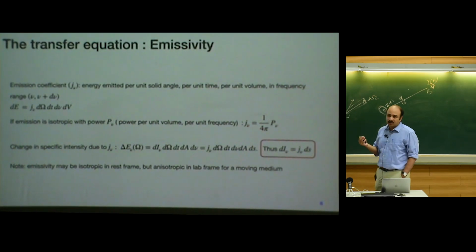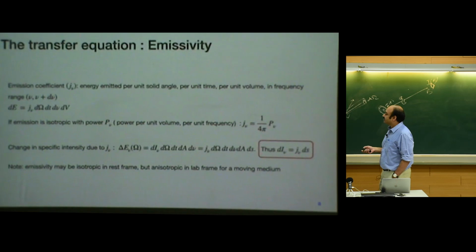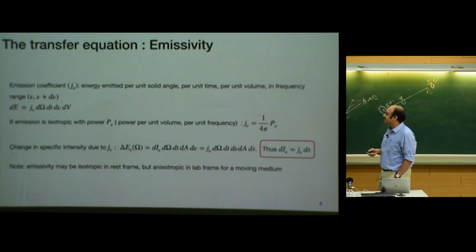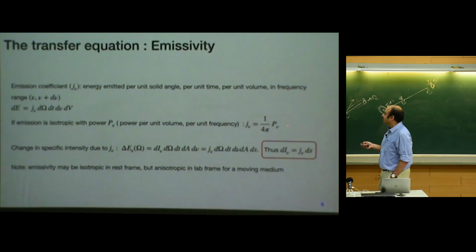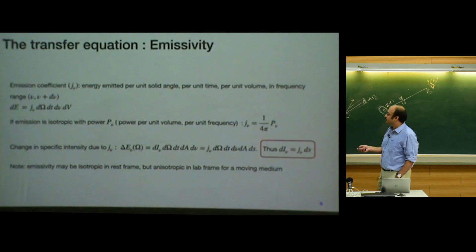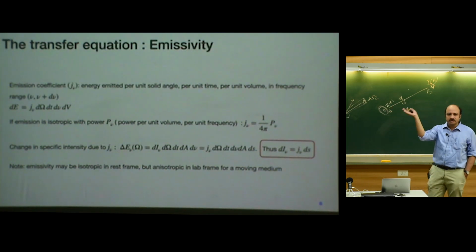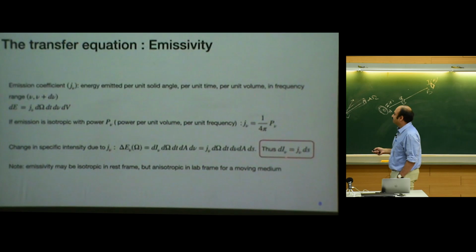The power of the emission. Power means energy per unit time, and you know the power is isotropic, so there is no directional dependence. So energy per unit time, per unit frequency, we know. Then J nu is just 1 by 4 pi this quantity, because J nu should be per unit solid angle. And since the power is distributed everywhere isotropically, it's just 1 by 4 pi.